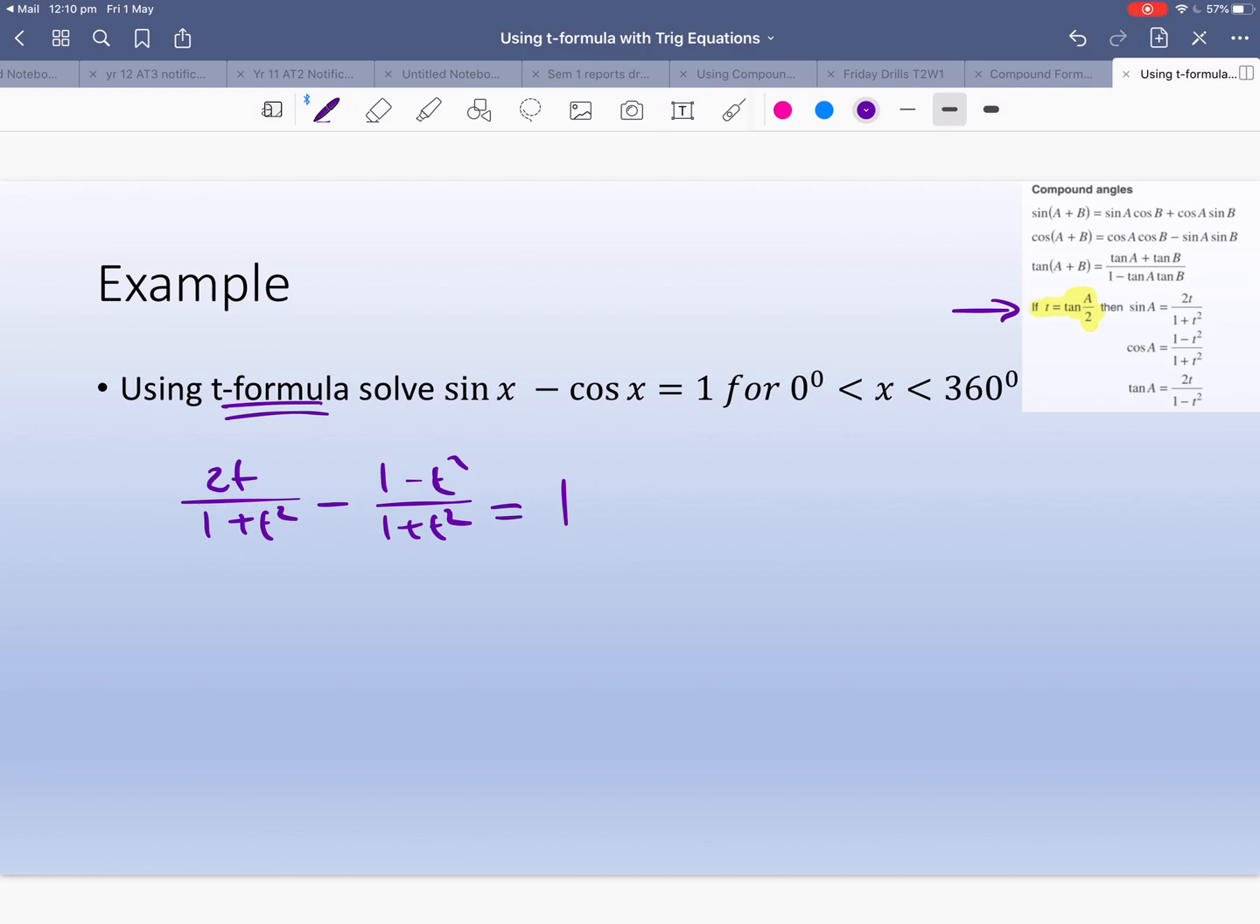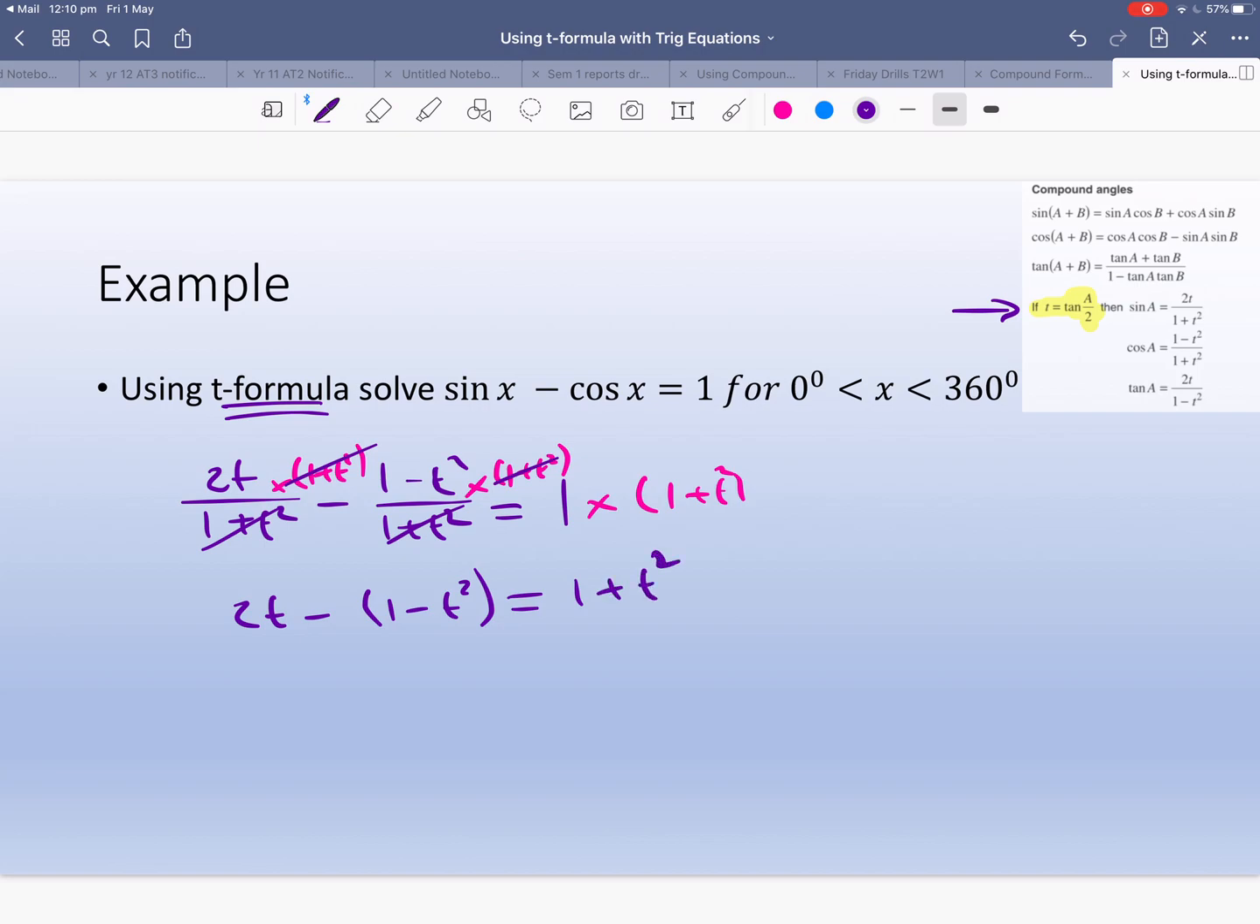Now I'm going to try to get t as the subject. So I'm going to multiply everything by the denominator of this side, which is 1 plus t squared. Okay, so that'll cancel out with that, that'll cancel out with that, and we're left with 2t minus, now make sure you put the brackets around the top of this, 1 minus t squared, equals 1 plus t squared.